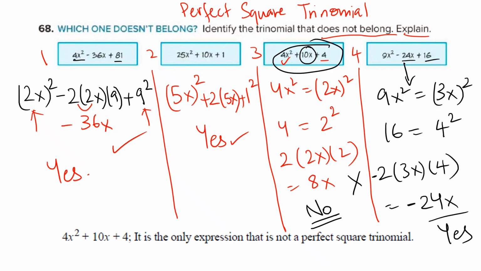So which one is the odd one out? Only odd one out is this one because it is not a perfect square trinomial. So this is how you say that the trinomial that does not belong in this category, because all others are perfect square trinomials, is the third one, 4x square plus 10x plus 4.